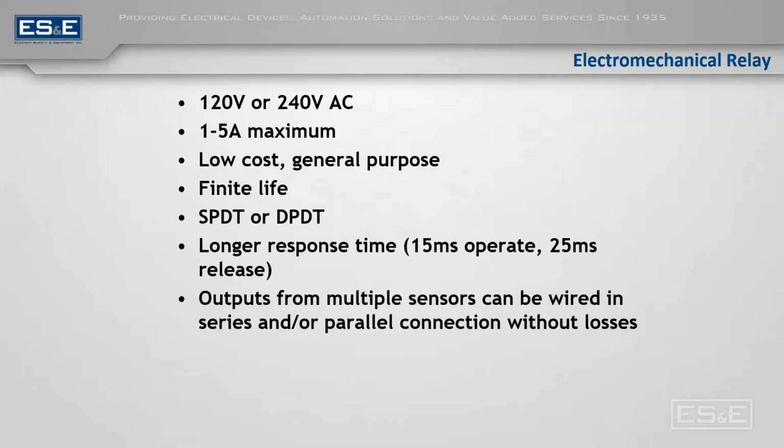So again, just a little bit about the electromechanical relays. Typically they're using 120 volt, 240 volt AC type contacts or signals. They're low cost, general purpose. One thing to keep in mind with the electromechanical relays, it is a mechanical object. So if you've got a continuous process that's running 24/7, these things do have a finite life in them. So they will wear out, especially if you're moving product at a high speed and that's constantly opening and closing those contacts. Again, usually a longer response time to operate.